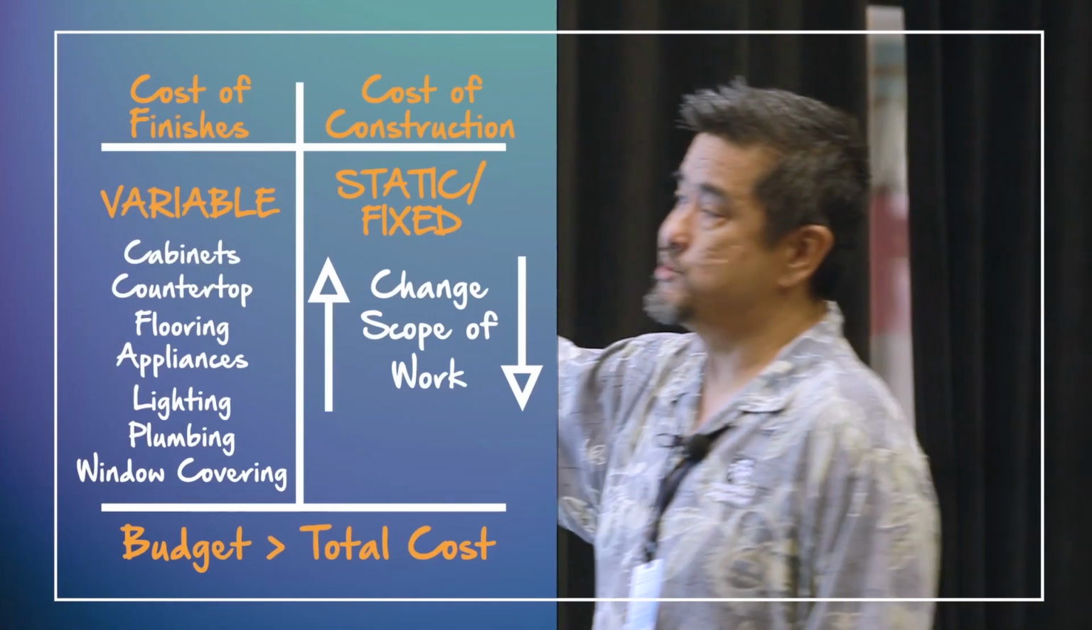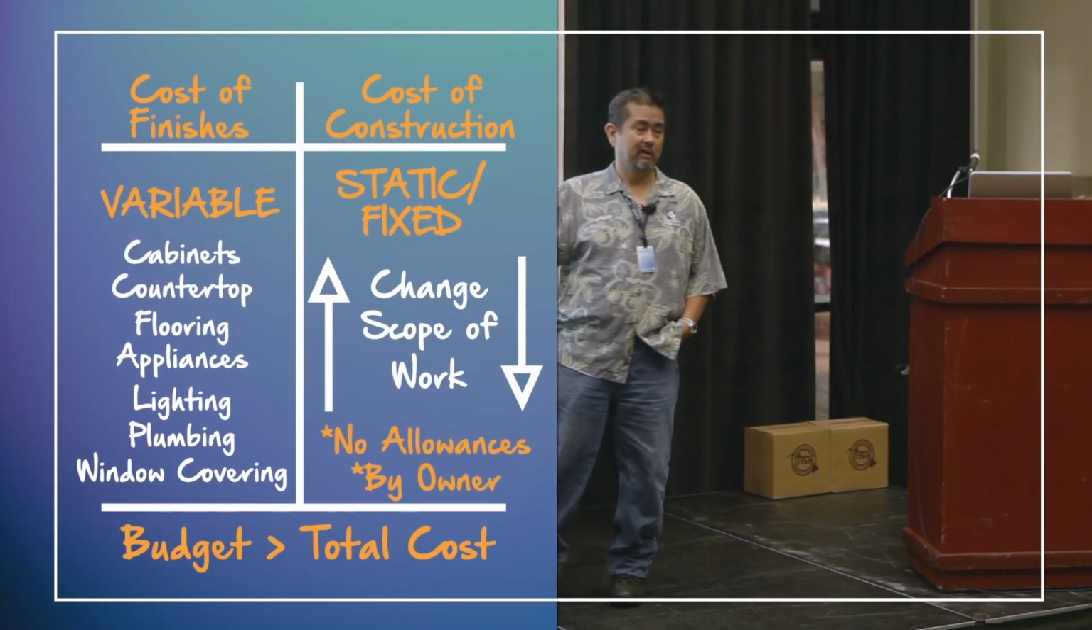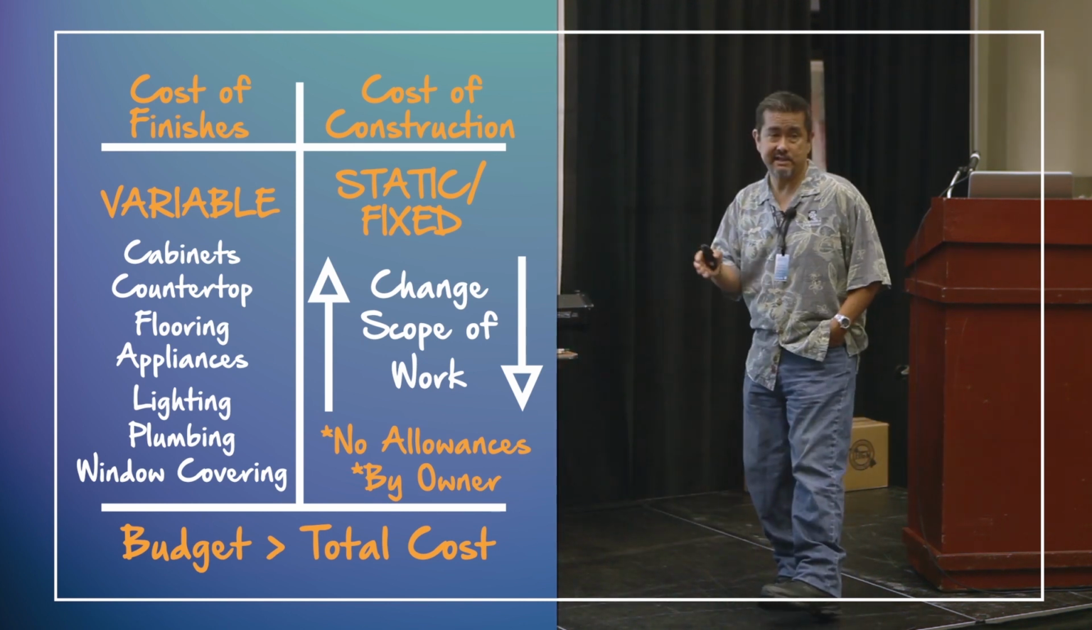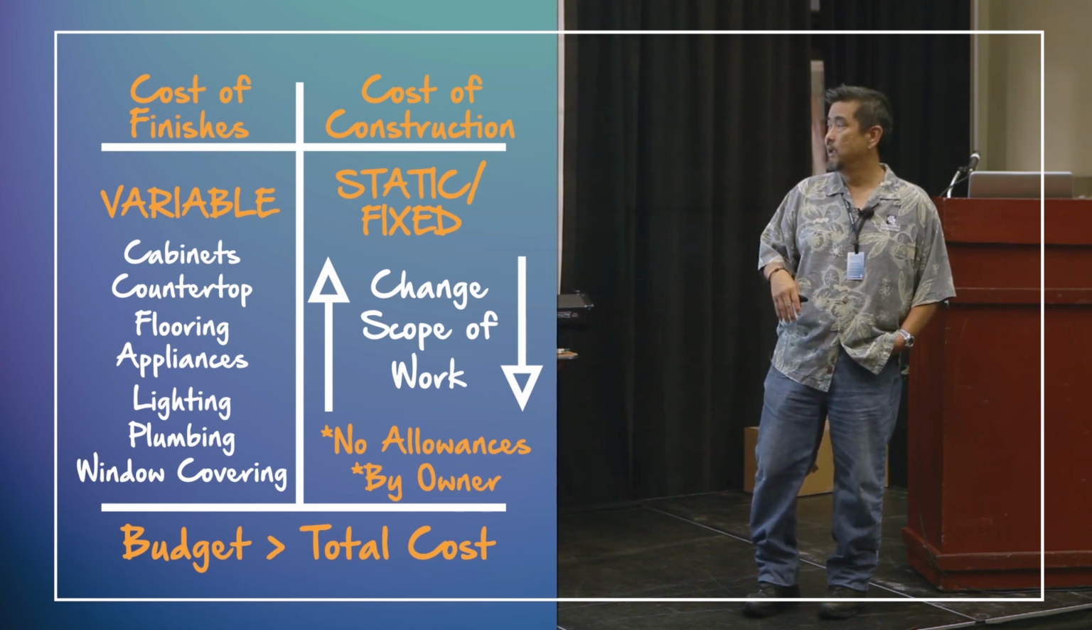Now, on the sheet, I want you to write two things. No allowances and by owner. Okay, put that on the construction side of it because later on, as you go using this sheet, these are things that you want to talk to them about.